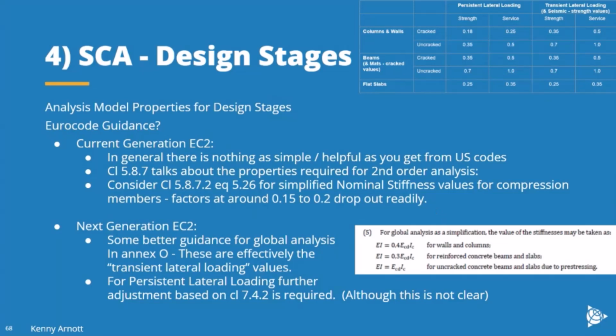And then there's a new generation of Eurocodes. The drafts for that have actually got some better guidance here. So it's got 0.4 EI for walls and columns, 0.3 for beams and slabs, and a full EI if you can prove again the members are uncracked; these go up to no reduction whatsoever.